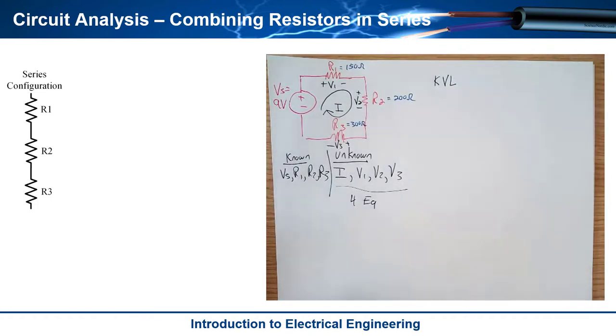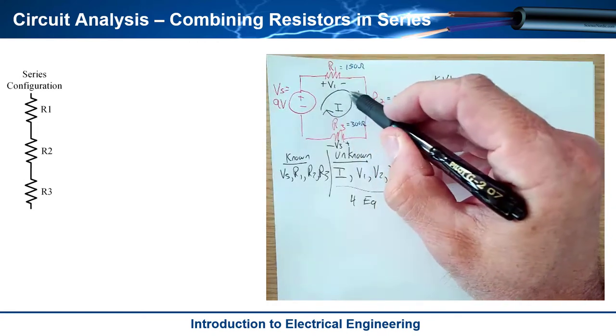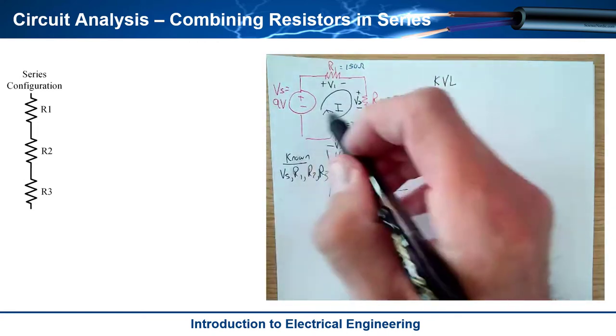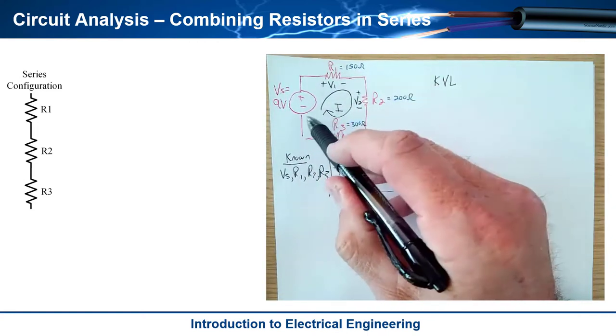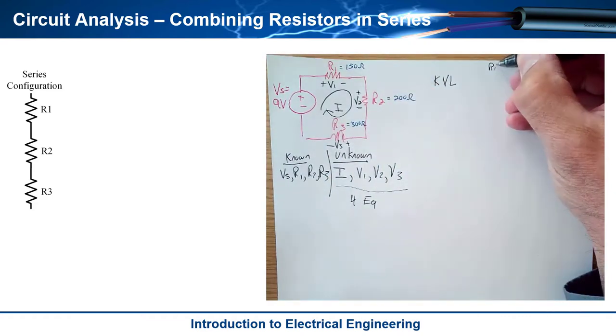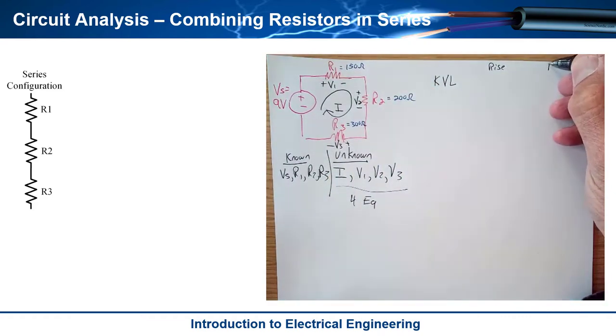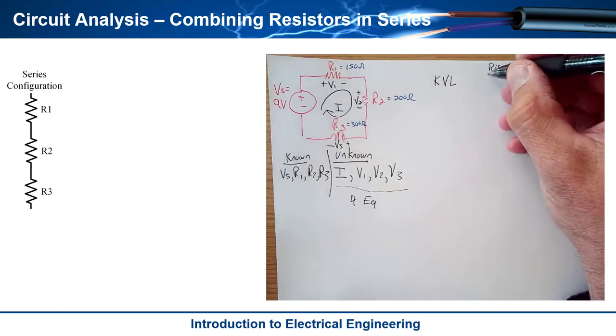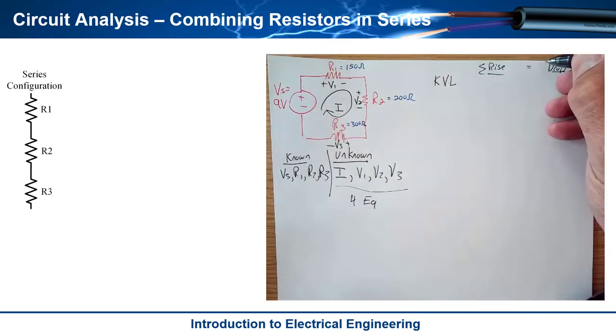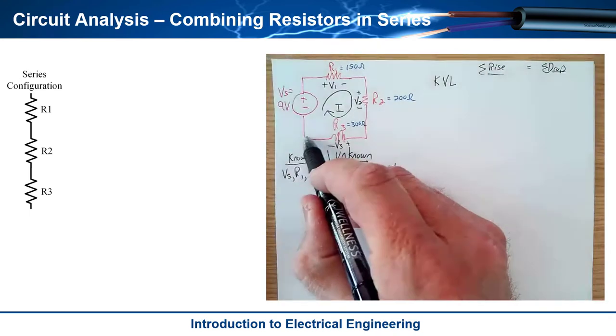Okay, this is Kirchhoff's voltage law, and I'm going to write it for around this loop. Remember that I'm going to go around the loop, and anytime I have a rise, I'll put it over here. Anytime I have a drop, I'll put it over here, and the sum of the rises is equal to the sum of the drops. And so let's start here.